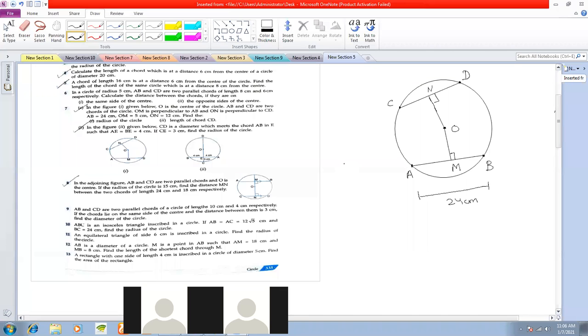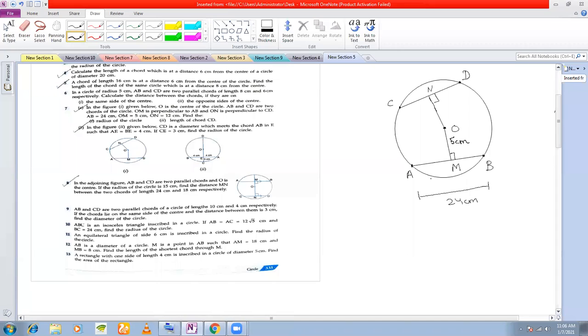In problem 7a, the length of OM is given to be 5 centimeter. This is given to be 5 centimeter. ON is given to be 12 centimeter. So this is given to be 12 centimeter.